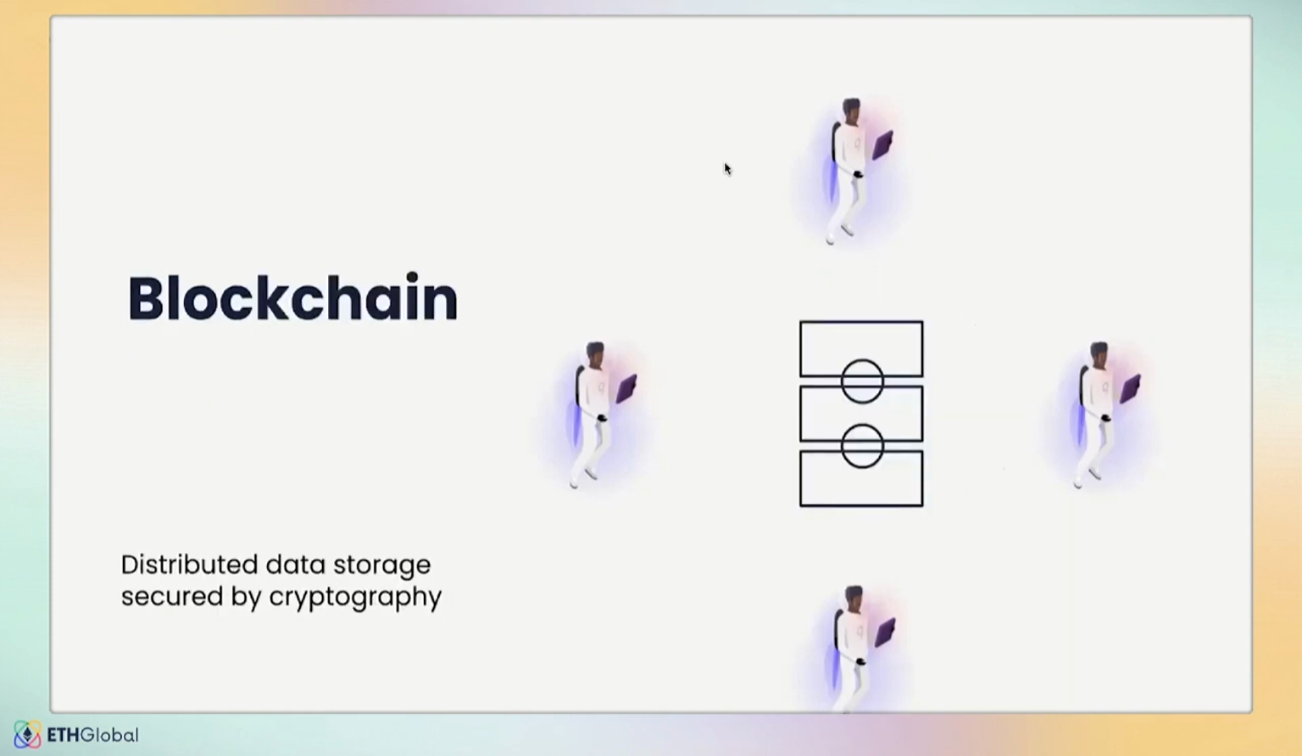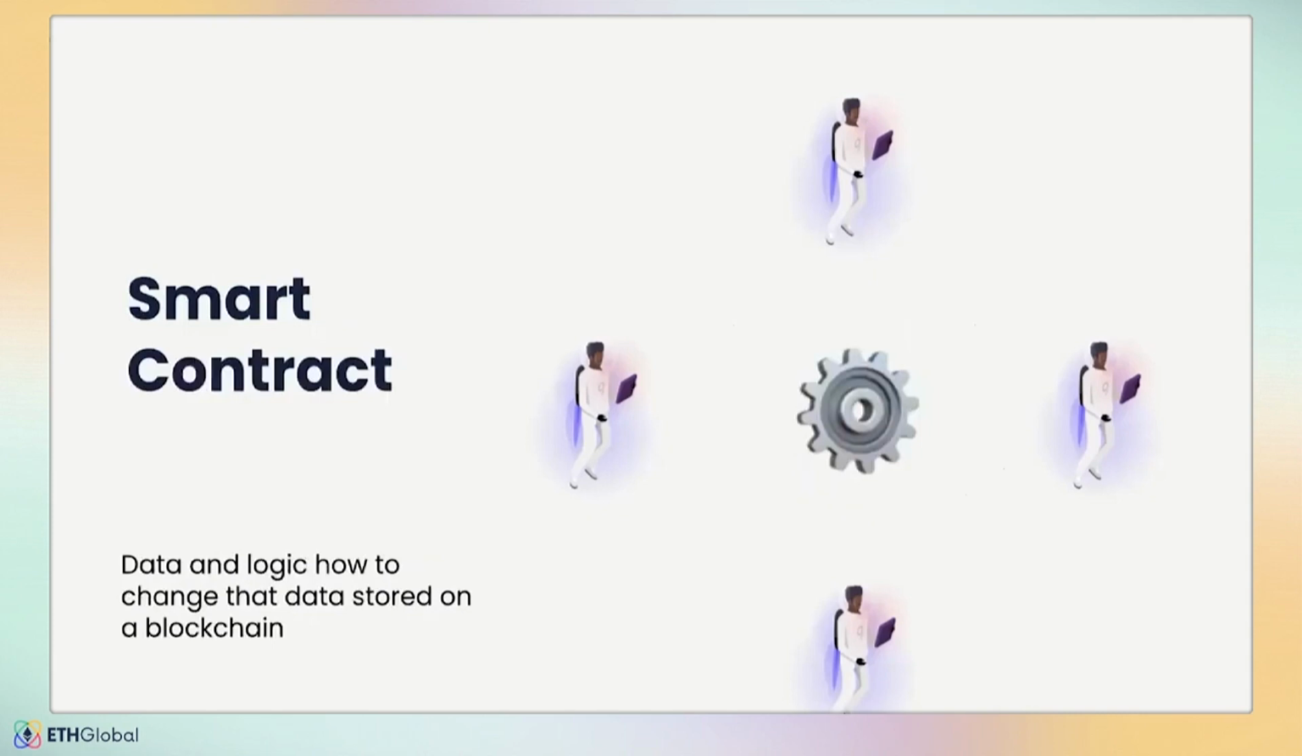But going forward, we think of the blockchain as one thing. We do not care that it is distributed across all these machines. So we think of it as one logical unit. So that's just the blockchain, right? And then the smart contract, as I said before, is the data and the logic for how to change the data that is stored on the blockchain.